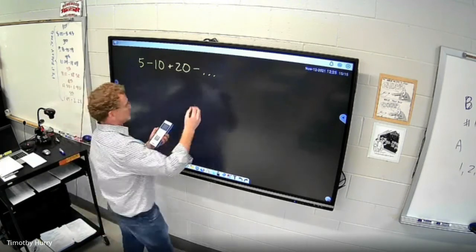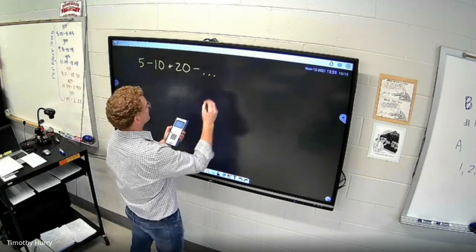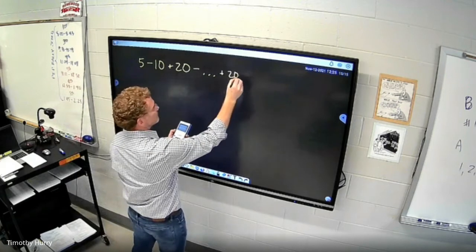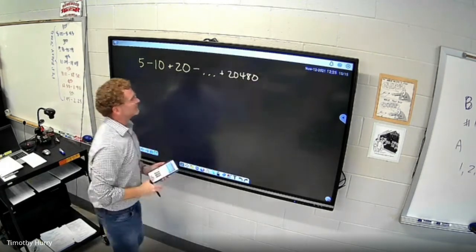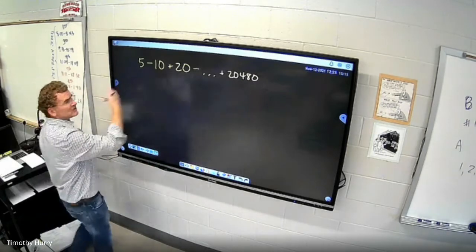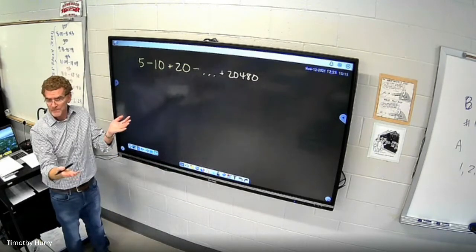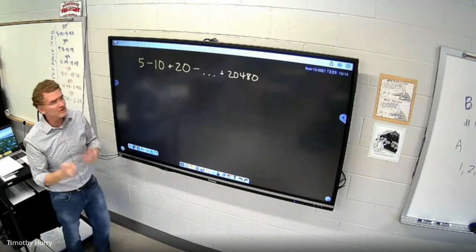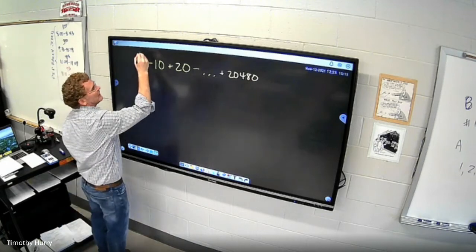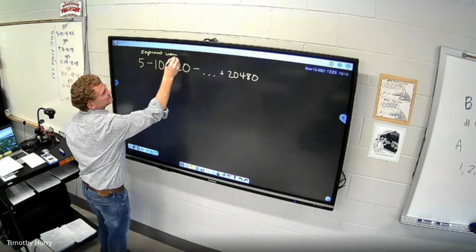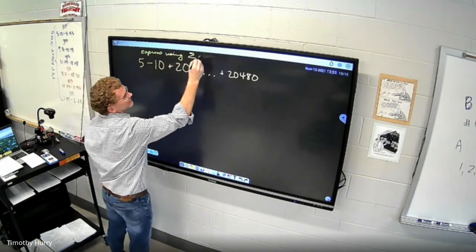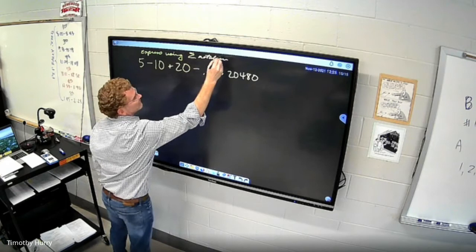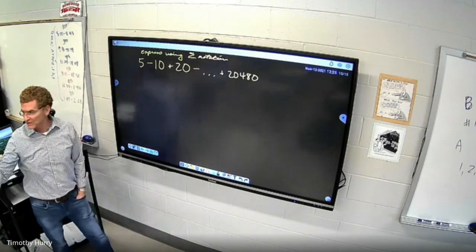All the way through. That, and again, this would mean sum, find the sum, but tonight we're not going to do that. So this question tonight would be express or write using sigma notation.